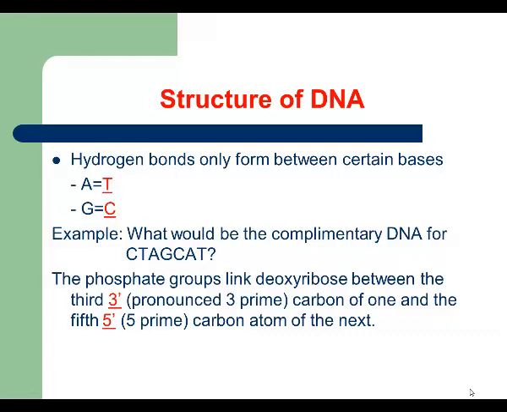Let's repeat it once again. Hydrogen bonds are only formed between complementary bases, AT and GC. So let's look at this slide. If one strand of double-stranded DNA looks like this, CT, AG, CAT, how would the second strand then look? That's right, it would be GA, TC, GTA.